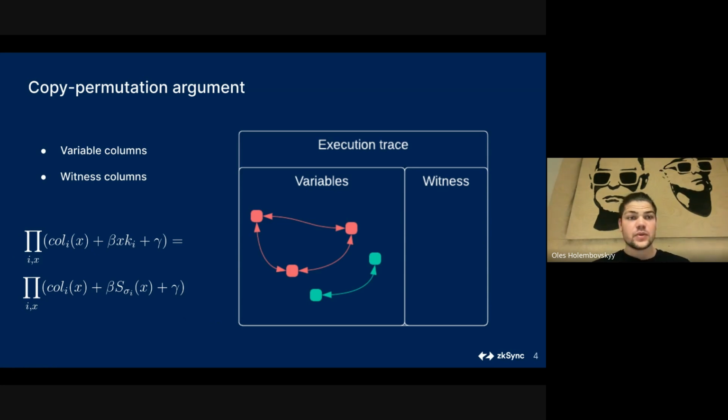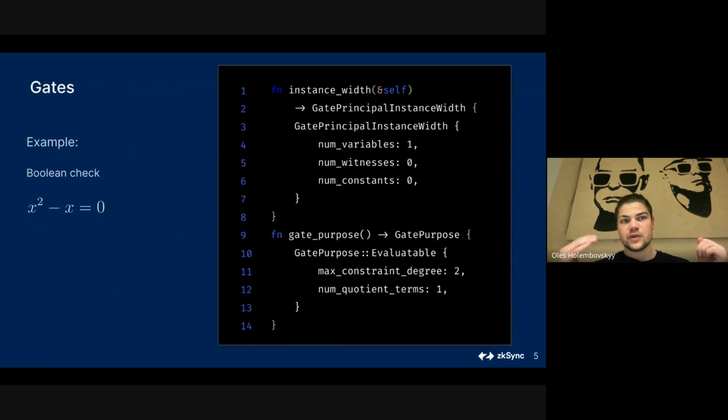Okay, so let's move on. Then we have gates. What is a gate? It's just a polynomial equation that should equal 0. This equation takes some cells on one row as arguments, evaluates some polynomial of these cells, and we prove that this polynomial equals 0.